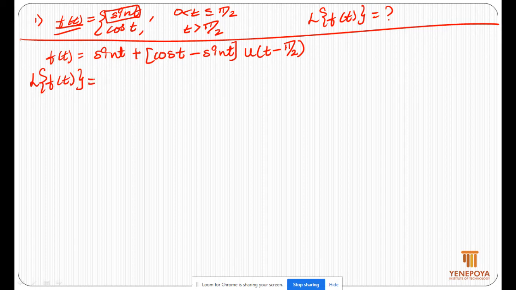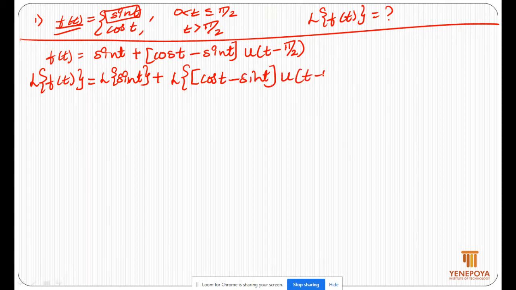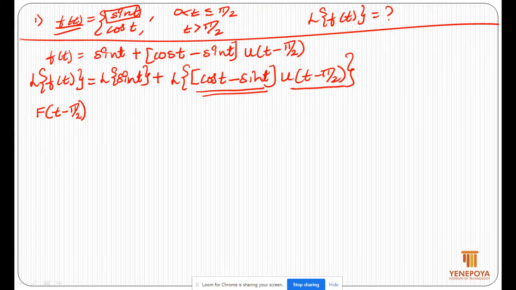The Laplace transform of f of t is the Laplace transform of sin t plus the Laplace transform of the second term, the complete second term, cos t minus sin t times u of t minus pi by 2. Now this term, I will write it in terms of capital F of t minus a, where a is pi by 2, since it is in the form Laplace transform of f of t minus a into u of t minus a. Here t minus a is pi by 2, that is our cos t minus sin t.